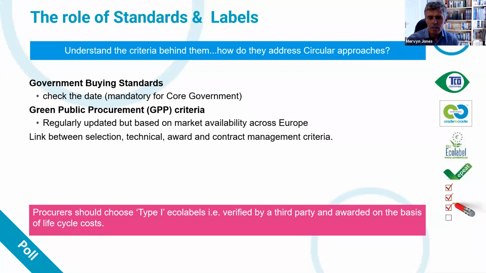So what we'd like to do now, to just break it up a little bit, is go back to the poll and ask a few questions in terms of standards. So if we could have the poll up. Question number 1, how often do you use the GPP criteria? Is that always, frequently, sometimes, or never? And then question 2, how often do you use eco labels? We'll give you a little bit of time to answer those.